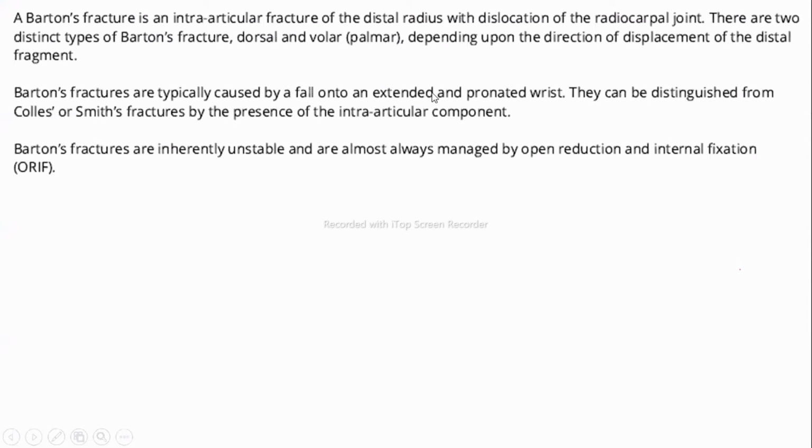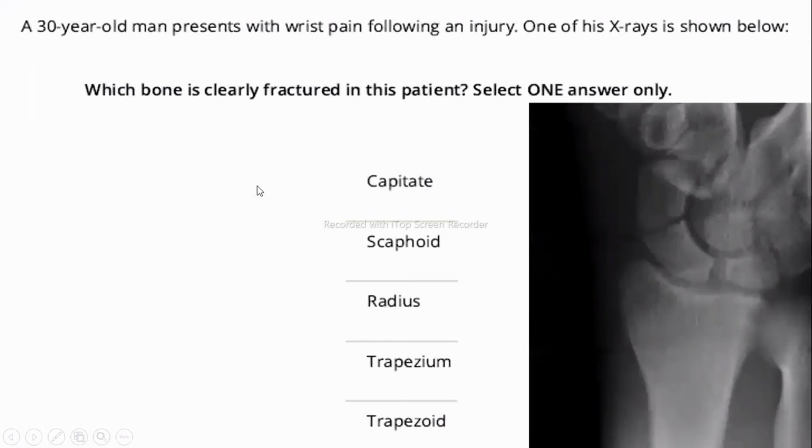And also the mechanism of injury: fall onto an extended and pronated wrist. What is the type of fracture, stable or unstable? Unstable. If the patient needs ORIF, it's unstable. Okay. We finished the shoulder, elbow, forearm, and now we will go for the wrist.